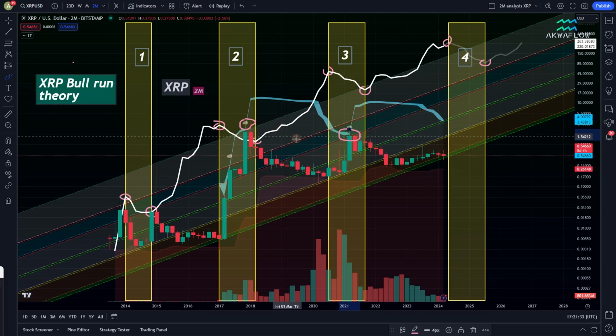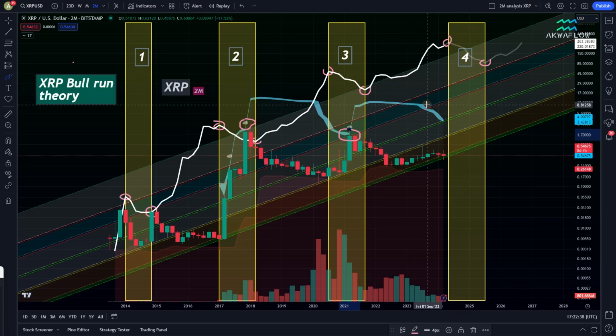Indeed, if we follow the same pattern, and you see that the bear market for Bitcoin was from here to here, so as a very logical conclusion, we can expect XRP to have a major high just right here.